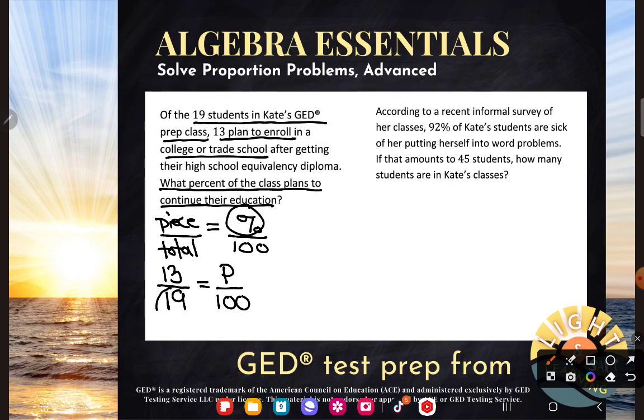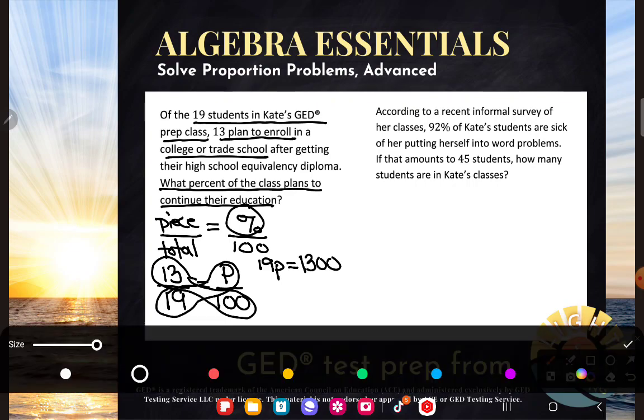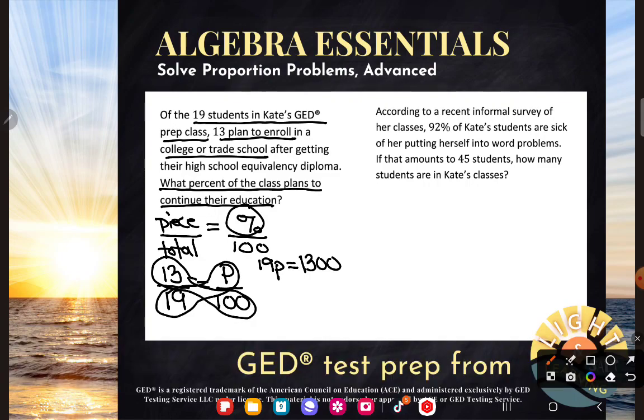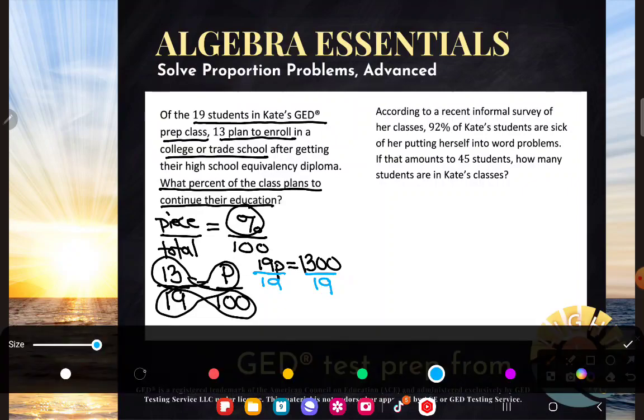So I am going to cross multiply. 19 times P is 19P. And that's going to be equivalent to the other cross product. 13 times 100 is, of course, 1300. And now, in order to solve, get P alone here, I will divide away this 19 on both sides, of course. Y'all, I'm just going fast because y'all are my advanced students. I know you know this.